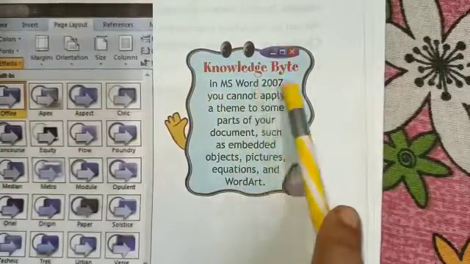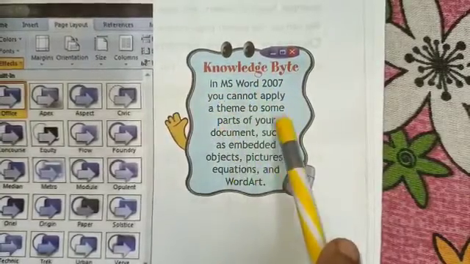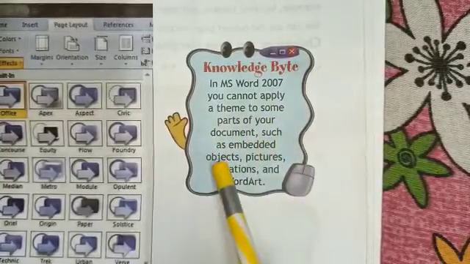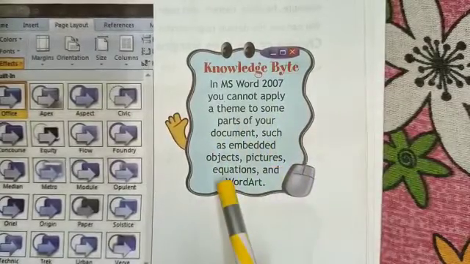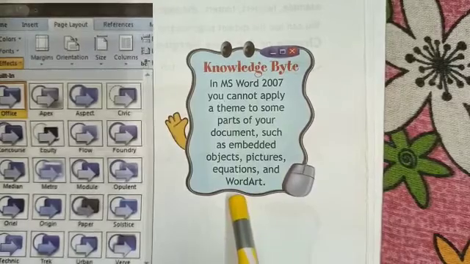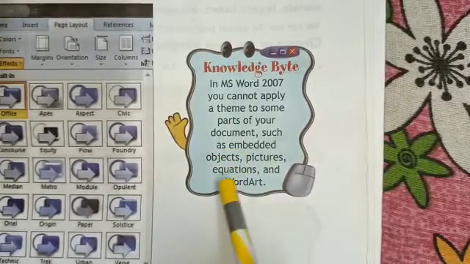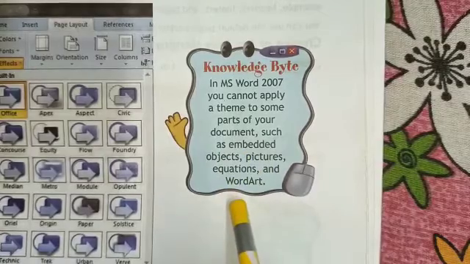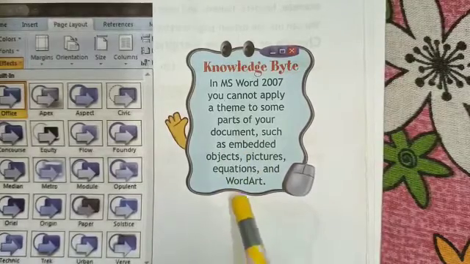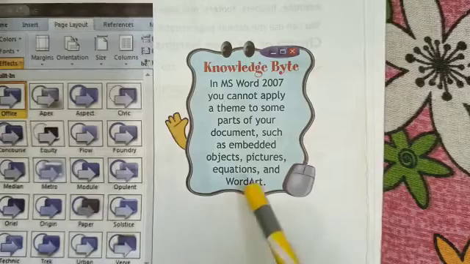In MS Word 2007, you cannot apply a theme to some parts of your document, such as embedded objects, pictures, equations, and word art. In MS Word 2007, in embedded objects, pictures, equations, and word art, we cannot apply effects. We cannot apply themes.